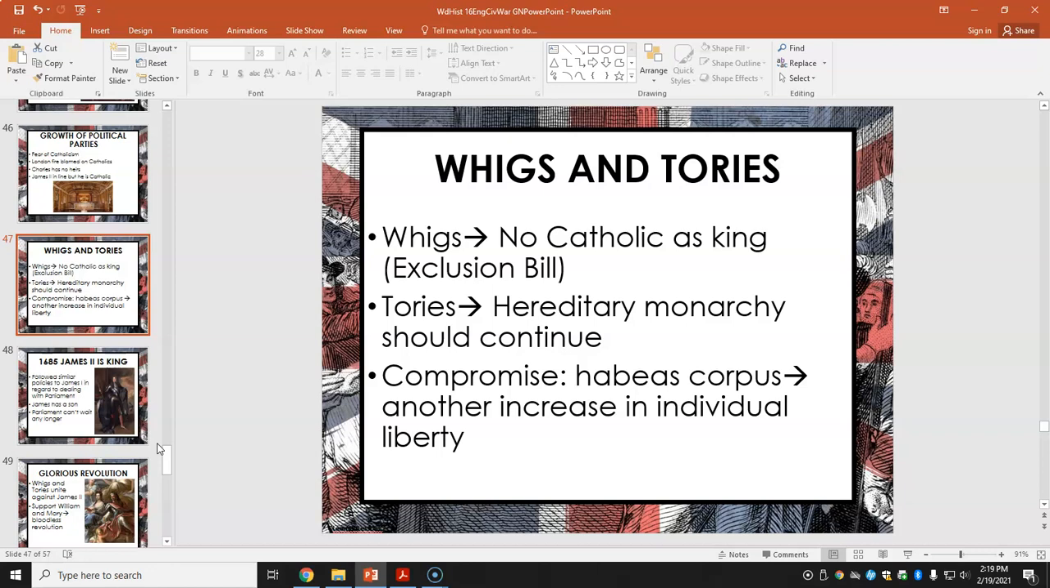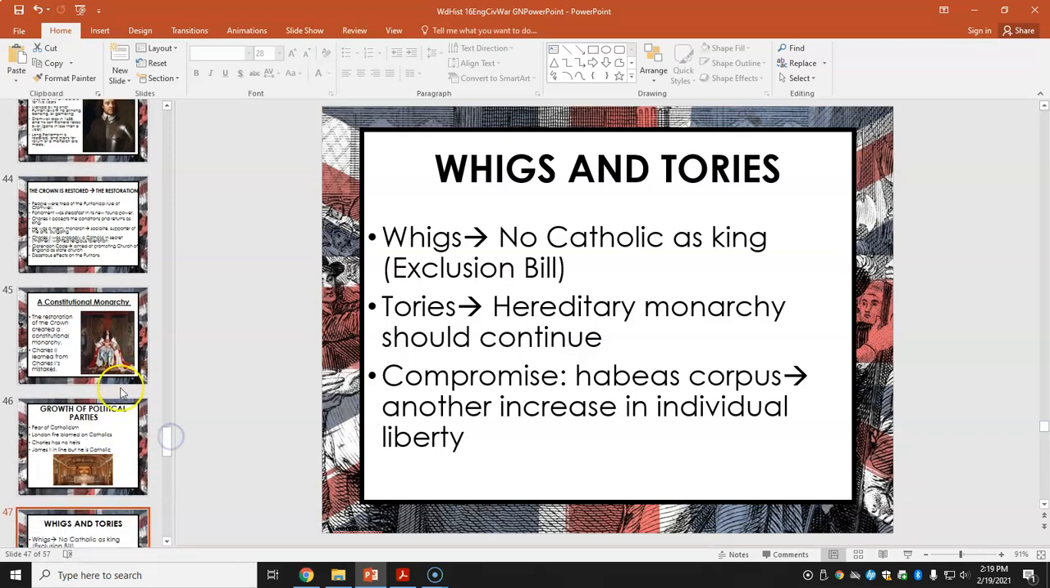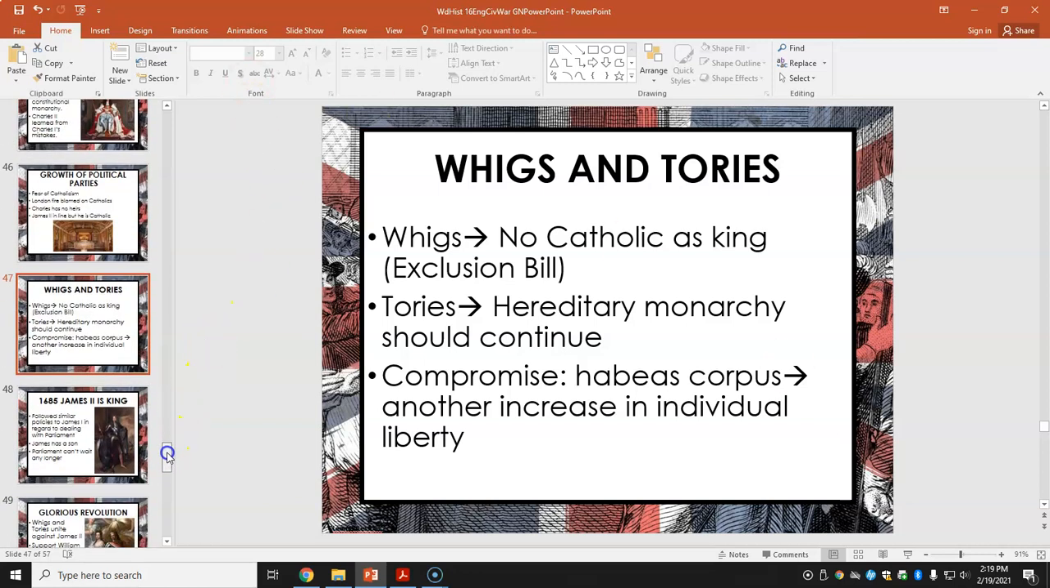So the Whigs are saying, no, we don't think that James should be king because he's Catholic. The Tories say, no, we should continue the lineage, so James should be king. But they have a compromise. So habeas corpus is another increase in individual liberty. And again, that is no cruel and unusual punishment, so they get rid of that.